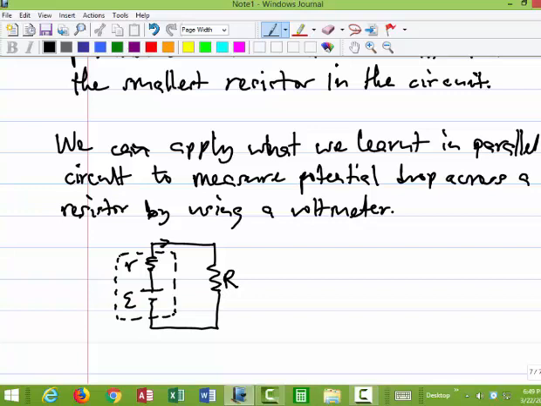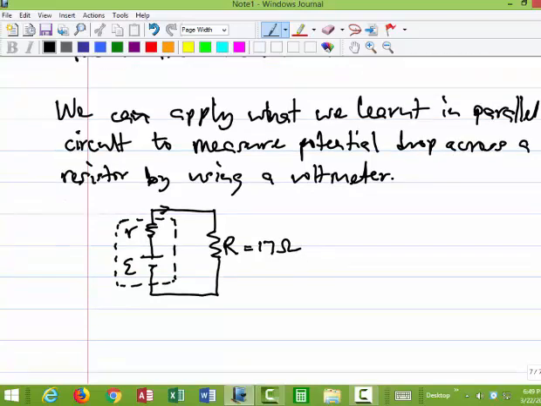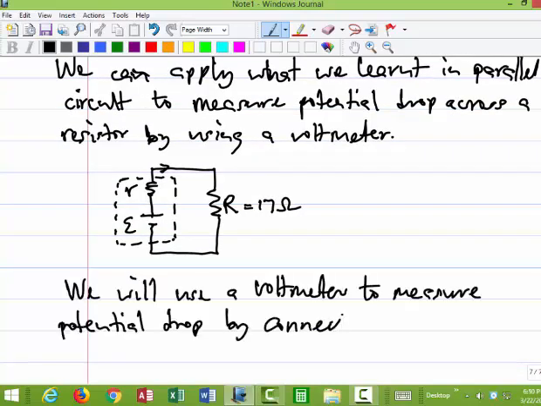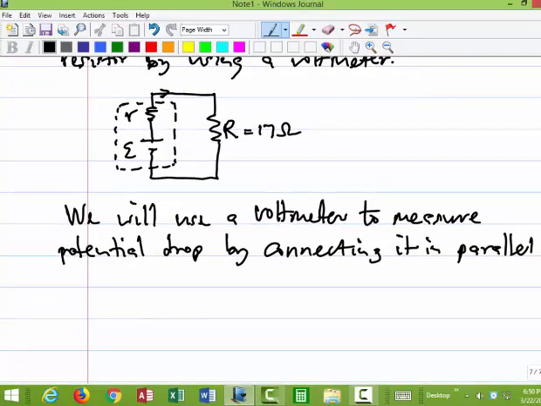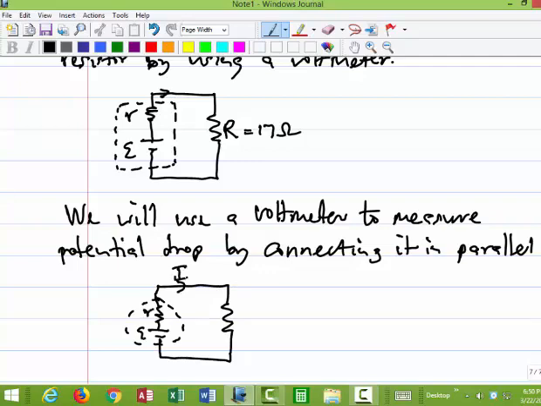So in order to measure the potential drop across this resistor, let's say the resistor is 17 ohms, as it says in your text. To measure the potential drop, we will use a voltmeter, so we shall connect it in parallel. So if you think of connecting it in parallel, then again you have your battery. This is I, and this is R. So we'll connect the voltmeter in parallel to it. And let's say the voltmeter has its own resistance, R subscript V for voltmeter.